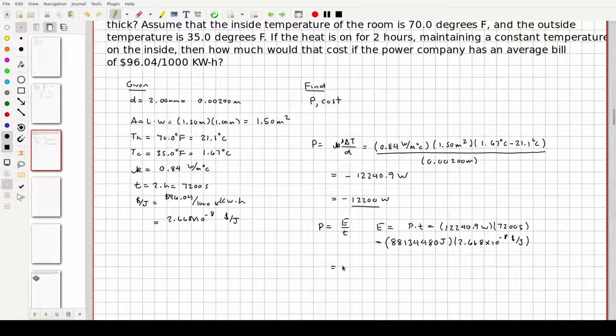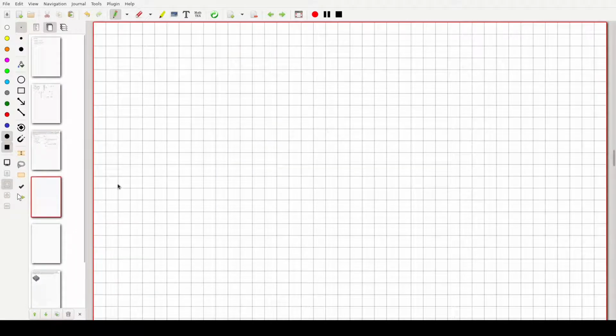It's going to cost us to heat this room just for 2 hours about $2.35. So that's conduction.